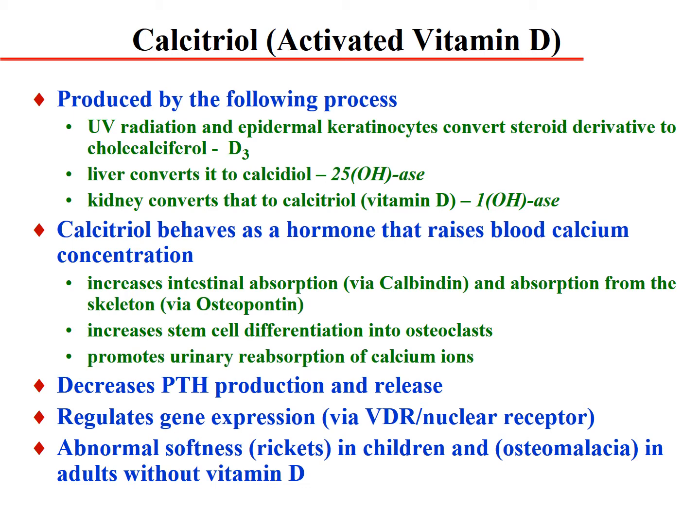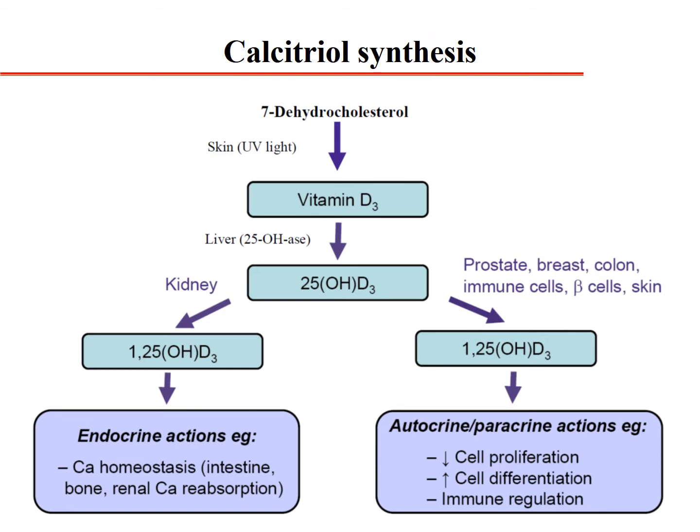Now, if we do not have enough vitamin D, the bone is going to be softened. That's causing rickets in children and osteomalacia in adults when they don't have any vitamin D. Now, this is the summary of the calcitriol synthesis. As we mentioned, in the skin 7-dehydrocholesterol is converted to vitamin D3, and this is hydroxylated in the liver, and in the kidney it is going to make the most active vitamin, calcitriol. That's the endocrine homeostasis.